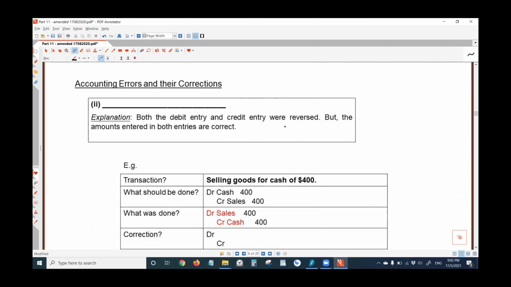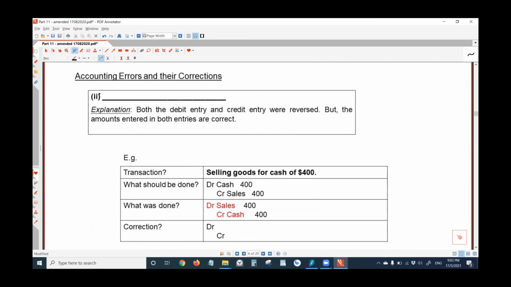Next, go to the next page. Here, the second one, write down: error of complete reversal. This is also self-explanatory. If you look at the name of the error, it can be easily understood. Explanation: both the debit entry and the credit entry were reversed, but the amounts are correct. Amounts entered for both entries are correct.